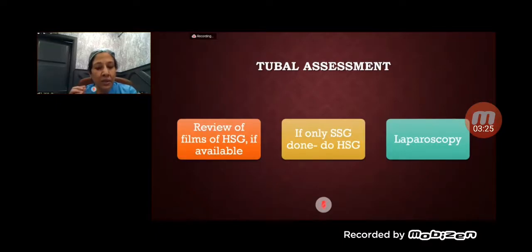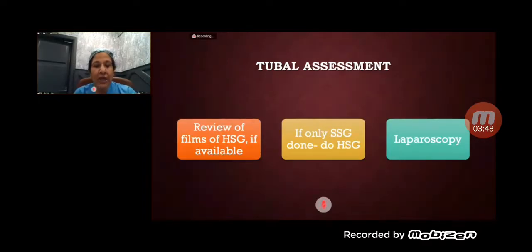Was there any swelling towards the terminal ends? What were the fimbrial ends like? And what is the status of the uterus? Because sometimes you see irregular margins on HSG, but with a patent tube. So it is reported as a normal HSG, but when you look at the film yourself, you may not really find out that it's a normal HSG. So that is very, very important.